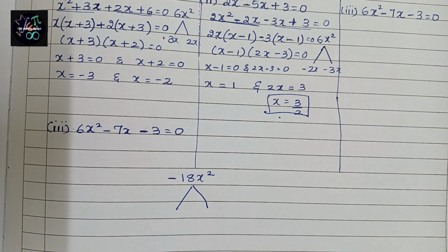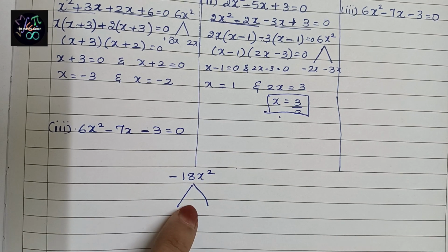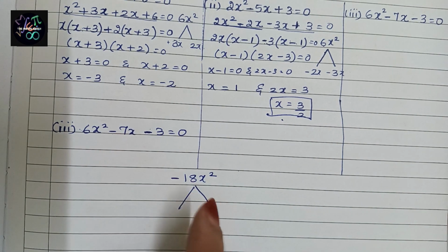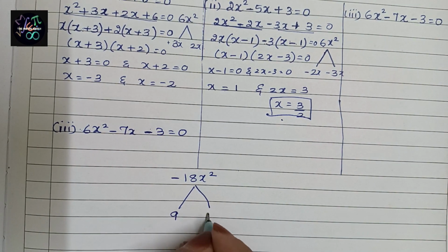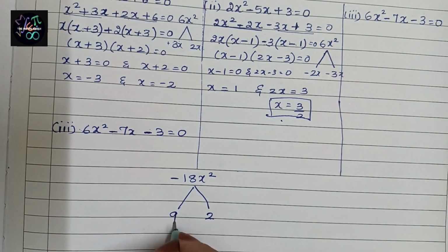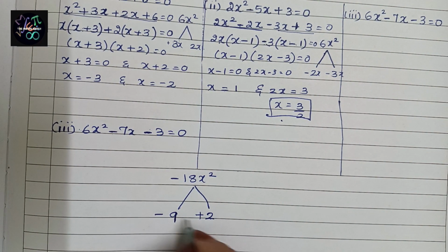We know that 9 2s are 18, and we have 6 3s are 18 also, but 6 plus 3 is 9, 6 minus 3 is 3, we won't get 7. But when we go for 9 2s are 18, 9 minus 2 is 7, but we want minus 7, so what we will do, minus 9 plus 2.